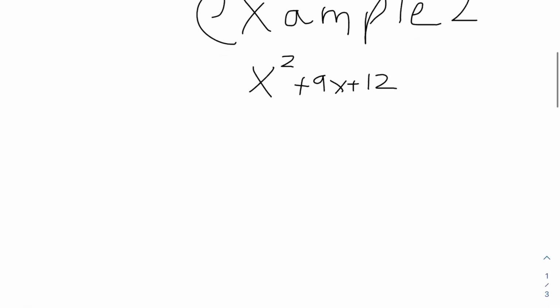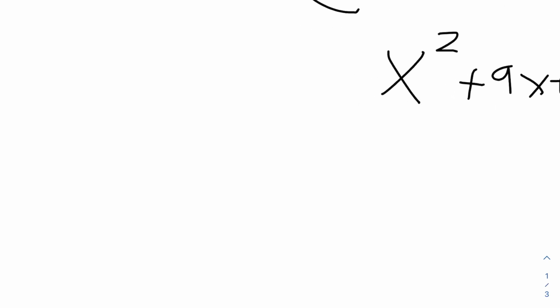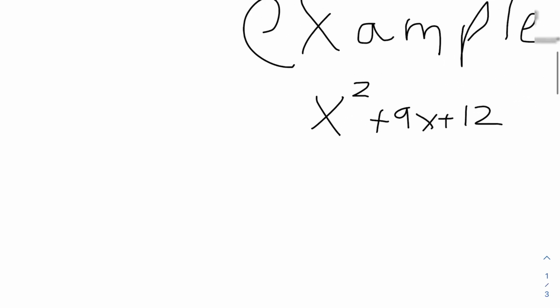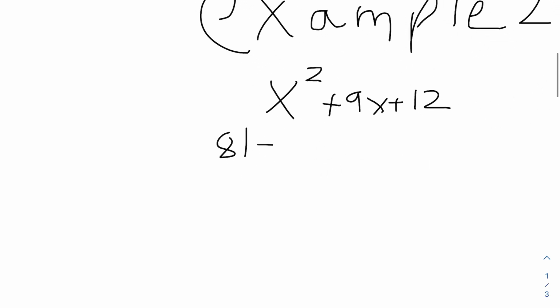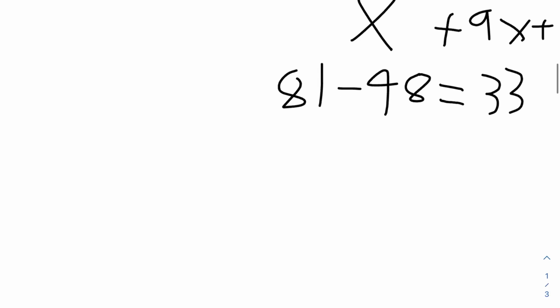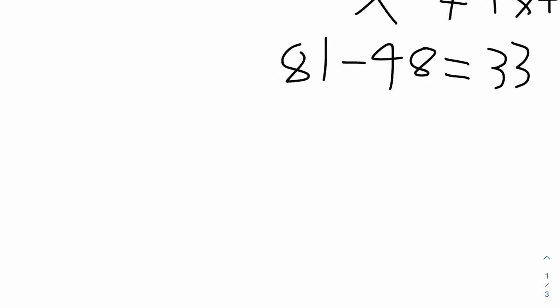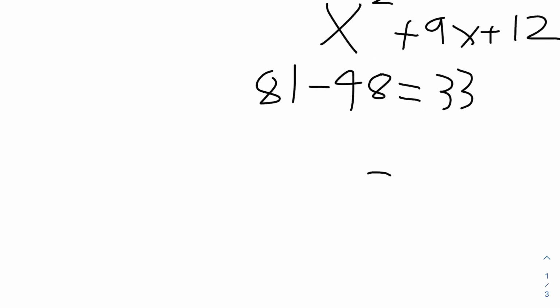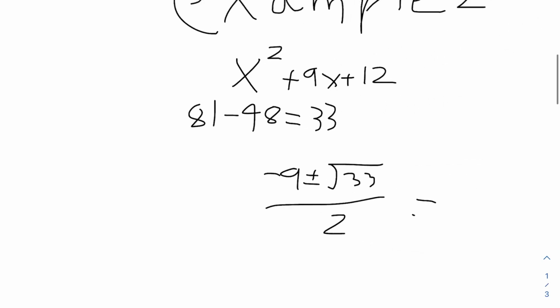Let's move on to example number 2. Before we solve this function, let's do the b squared minus 4ac. So 9 squared is equal to 81 minus 4ac, which would be 48. So 81 minus 48 is equal to 33. So now we can solve the quadratic function using the quadratic equation. So negative 9 plus or minus the square root of 33, all over 2, is equal to x.